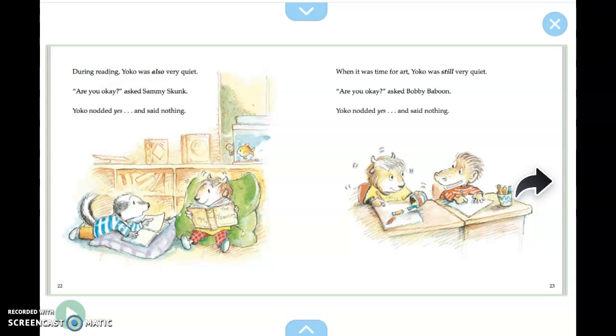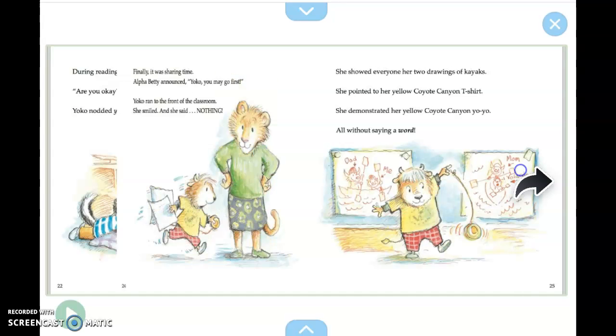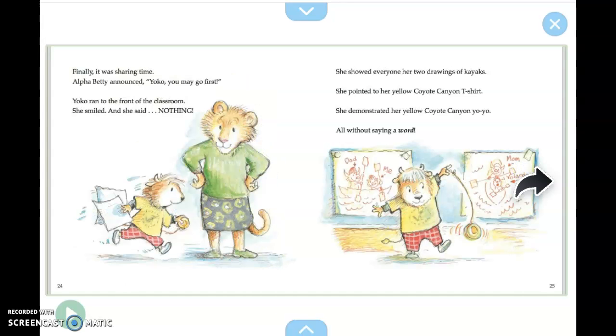Asked Bobby Baboon. Yoko nodded yes and said nothing. Finally it was sharing time, and Alpha-Betty said, "Yoko, you may go first." Yoko ran to the front of the classroom. She smiled and said nothing.